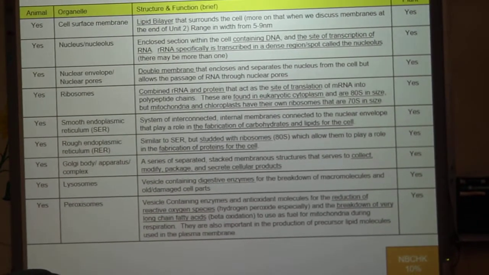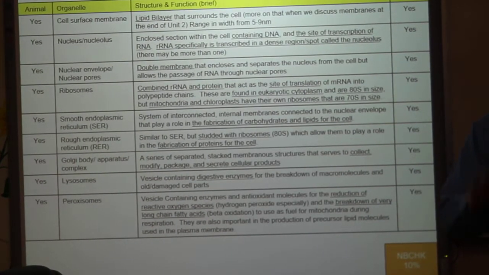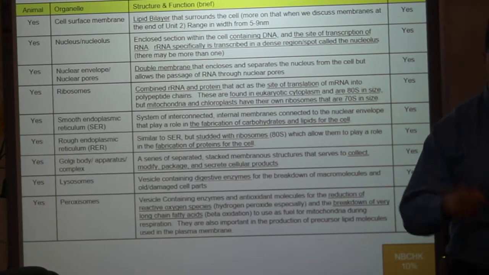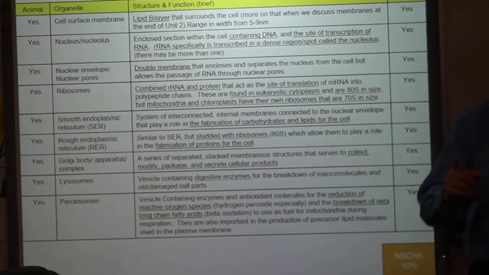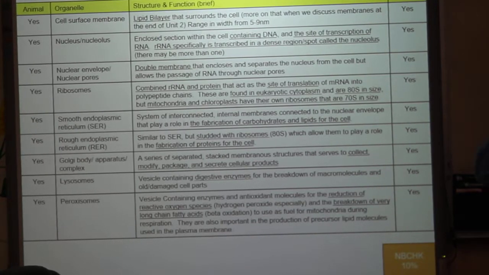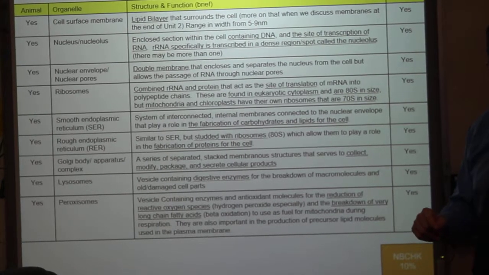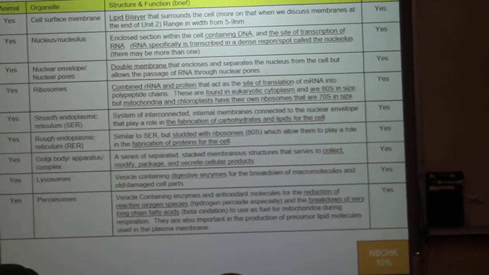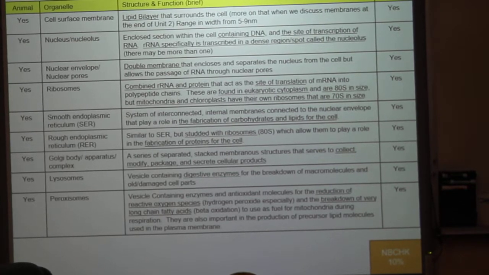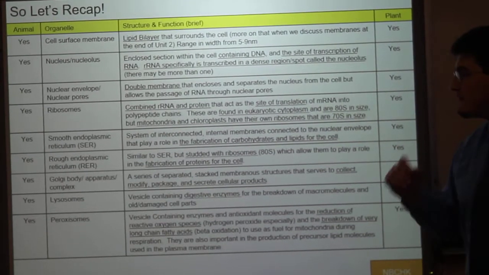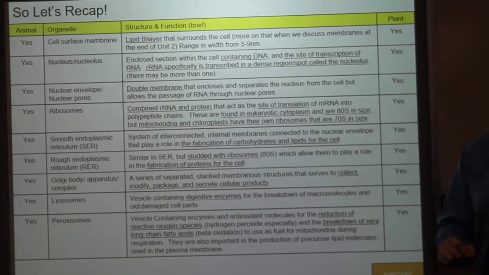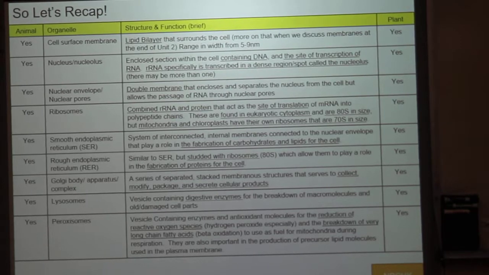Now, rough endoplasmic reticulum in structure is similar to the smooth endoplasmic reticulum. However, it is made rough by the fact that it has ribosomes attached to the exterior surface, the cytosol side. These ribosomes attached to the rough endoplasmic reticulum are 80S ribosomes. This organelle's express purpose is the fabrication of proteins for the cell. That is the main purpose, and that's what you write.